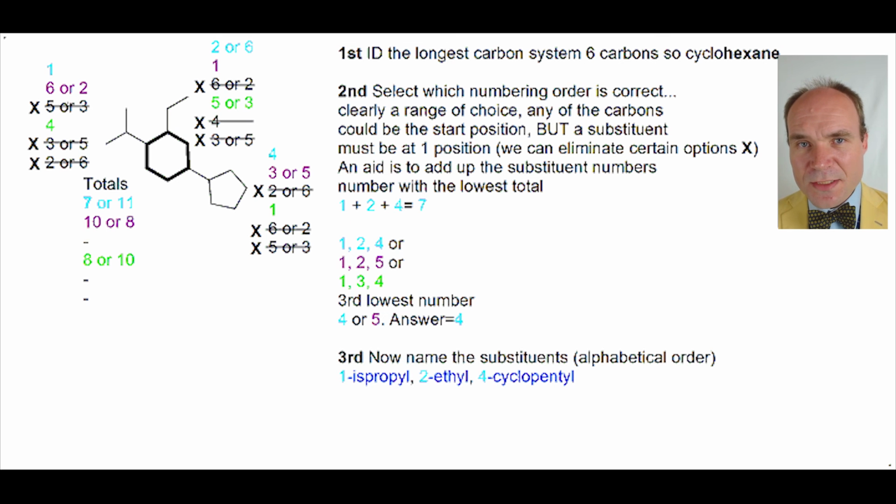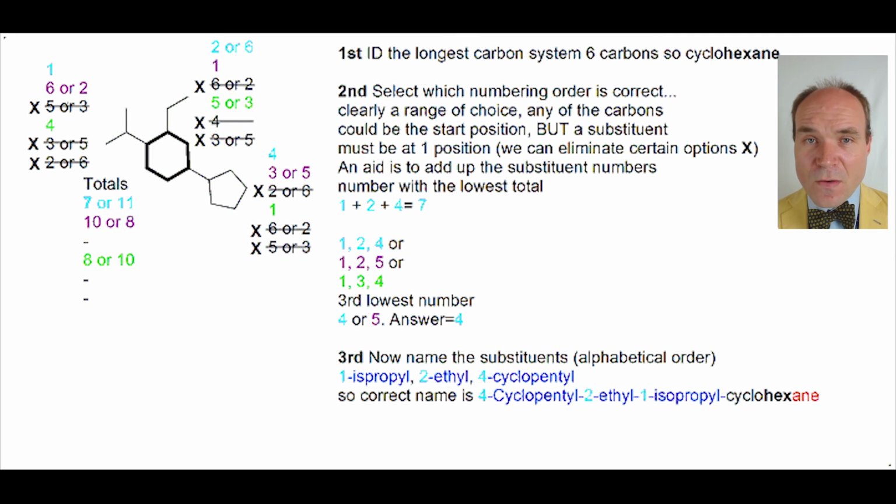We now go on to identify the names of the functional groups. We have isopropyl at position 1, ethyl at position 2, and cyclopentyl at position 3. So in naming this molecule, we place them in alphabetical order. We have 4 cyclopentyl, 2 ethyl, 1 isopropyl, cyclohexane.